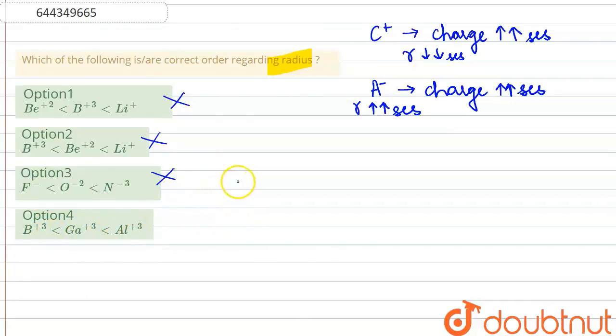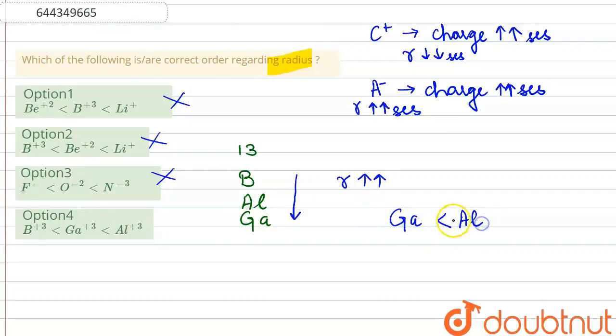So for option number 4, the correct reasoning: let me write down, we have B3+, gallium 3+ and aluminium 3+. So we have boron, then aluminium, then gallium. What is common between all these 3 elements is that they all belong to group 13, the same group, and as we move from top to bottom in a group the atomic radius increases because of the increase in the number of shells. But out of aluminium and gallium, the size of gallium is in fact less than the size of aluminium.